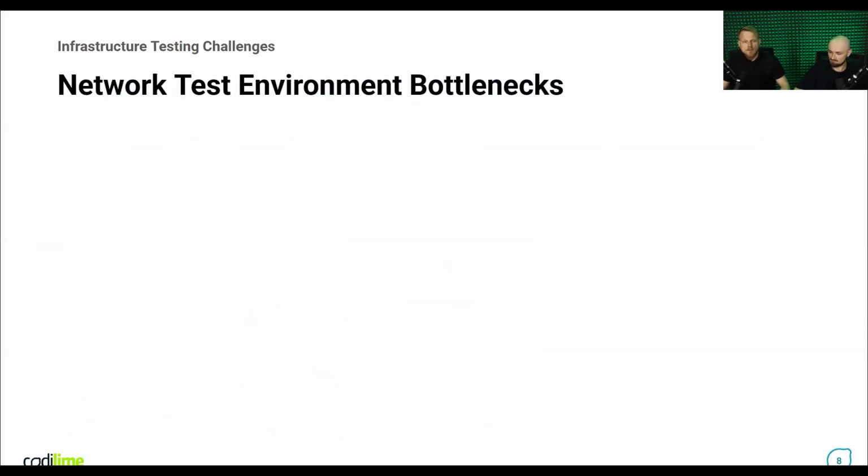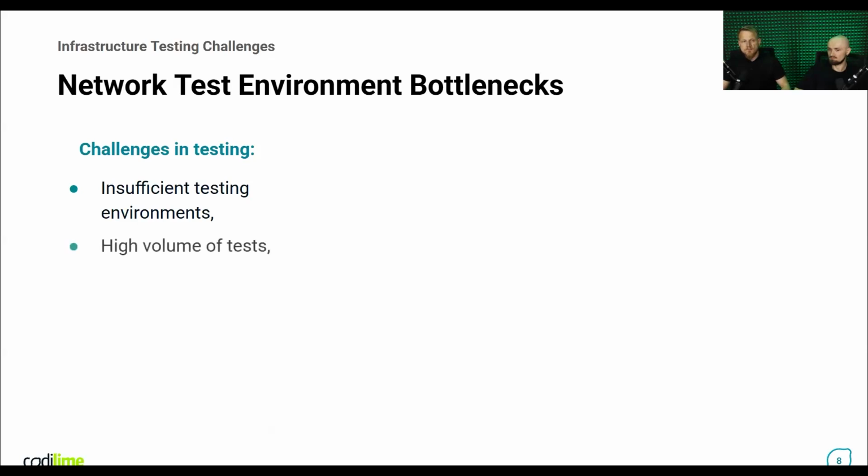Another issue is bottlenecks in network test environments. There are three main reasons for this. First, we don't have enough test environments. Our infrastructure cannot keep up with demand. Second, the number of tests is very high. We run more and more tests as our system grows, which adds pressure on the environment. And third, the tests take a long time to finish. So the environment stays busy for a long time and blocks other tests from being executed.